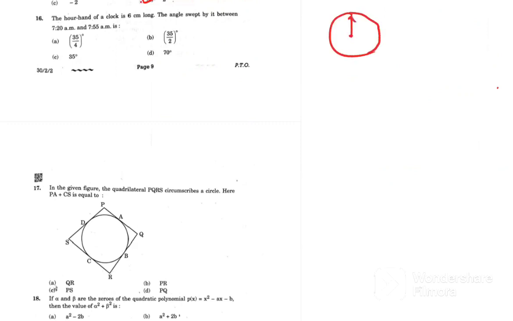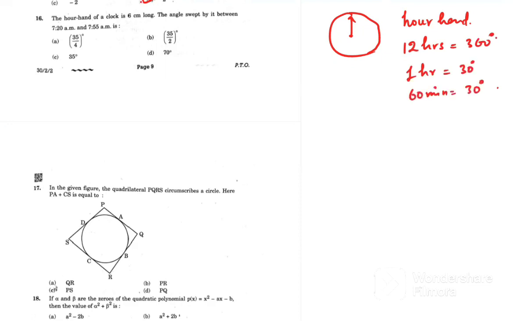Now we know that the hour hand, when it rotates one time, how much angle does it cover? 360. So can I say in 12 hours it covers 360 degrees? So in 1 hour, how many degrees will it cover? It is 30 degrees. Now can I say 1 hour is nothing but 60 minutes?